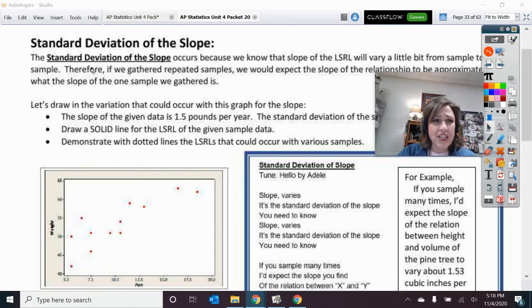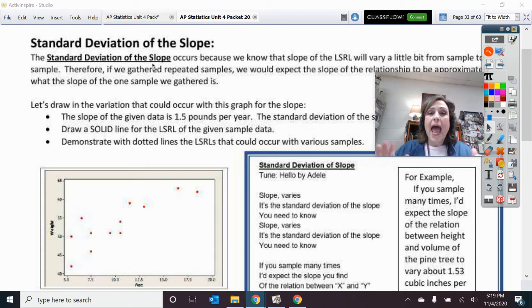So we've got this situation. A standard deviation of the slope occurs because we know that the slope of your sample, if you went out and collected a whole bunch of data on trees and their volumes in the forest, and I go out and get a bunch of examples of the trees and their volume in the forest, is your equation of the line going to come out exactly as the equation of my line? Well, the answer is no, because your sample is a little different than my sample. Your sample is different from mine because of sampling variability, just from sample to sample.